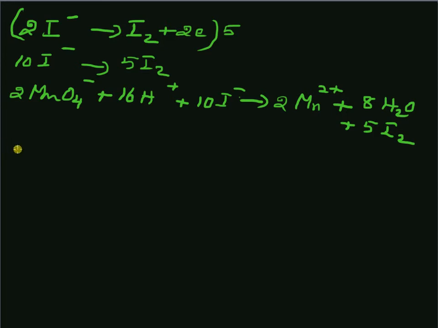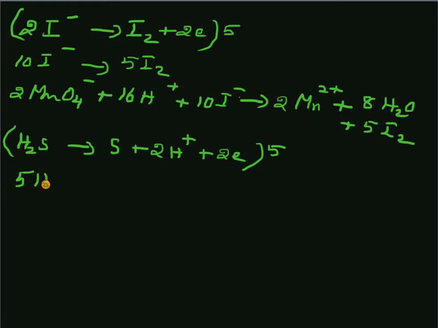Next, we will take up the oxidation of H2S to sulfur. So, to balance the hydrogen, you are adding 2H+ on the right, and to balance the charges, you cancel these two positive charges on the right by adding 2 electrons. This again is to be multiplied by 5: 5H2S giving 5 sulfur plus 10 H+.